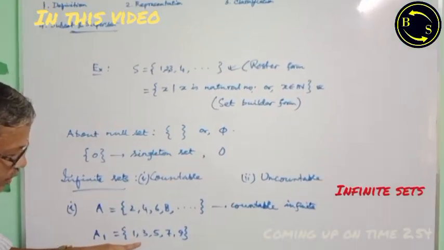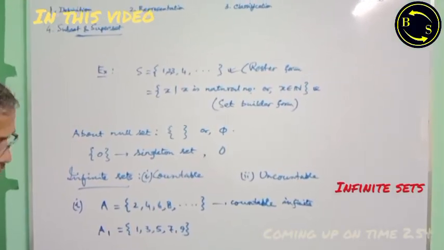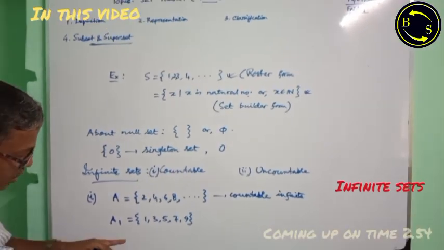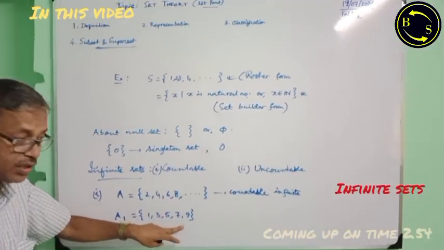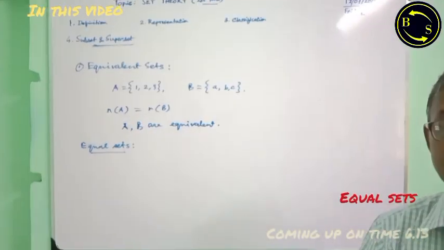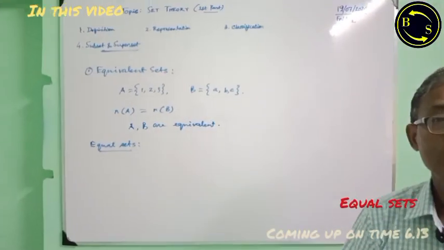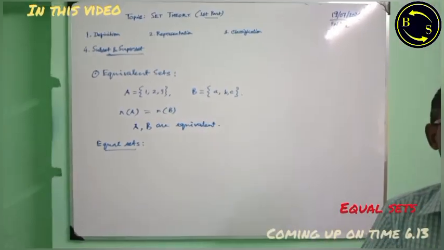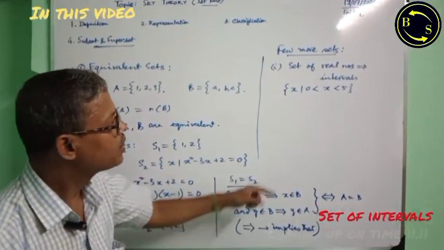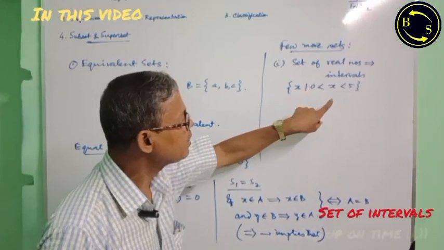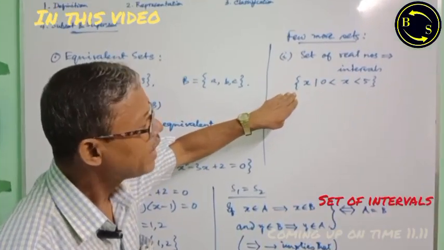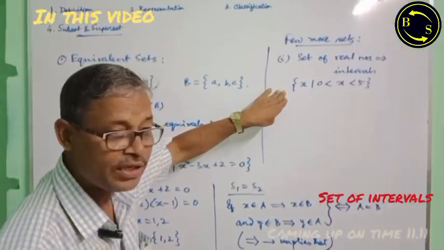We find 1, 3, 5, 7, 9 are in a pattern. That means these are positive odd numbers. If two sets have the same elements, then we call those two sets equal. For example, the set of x such that x lies in between 0 and 5. This is a set. We call it a set of intervals.